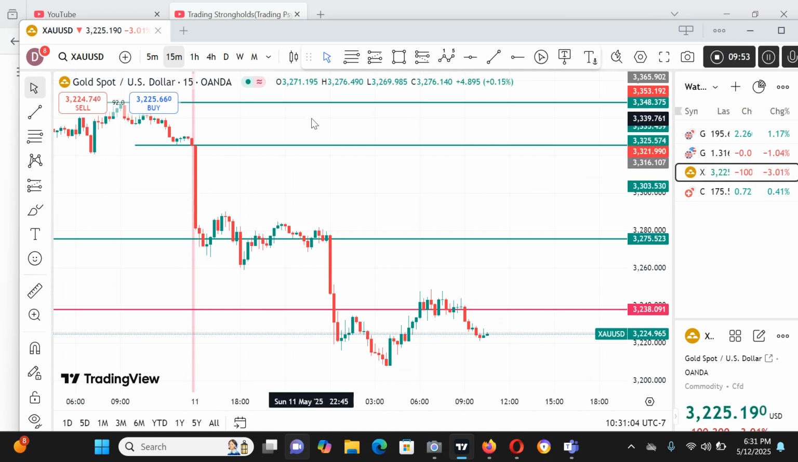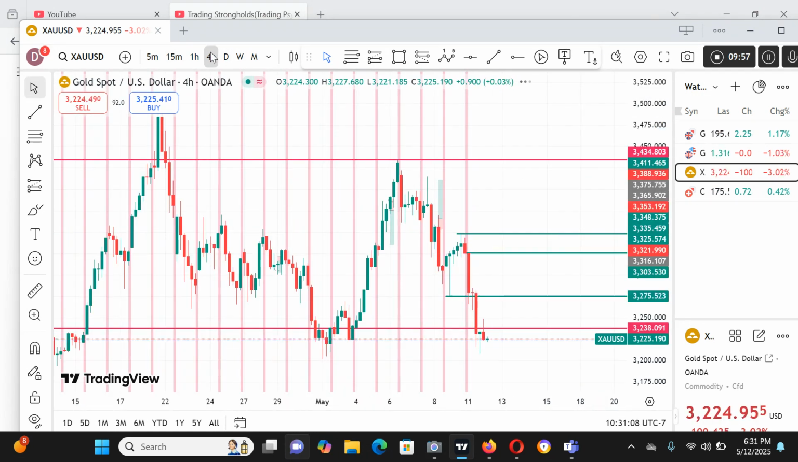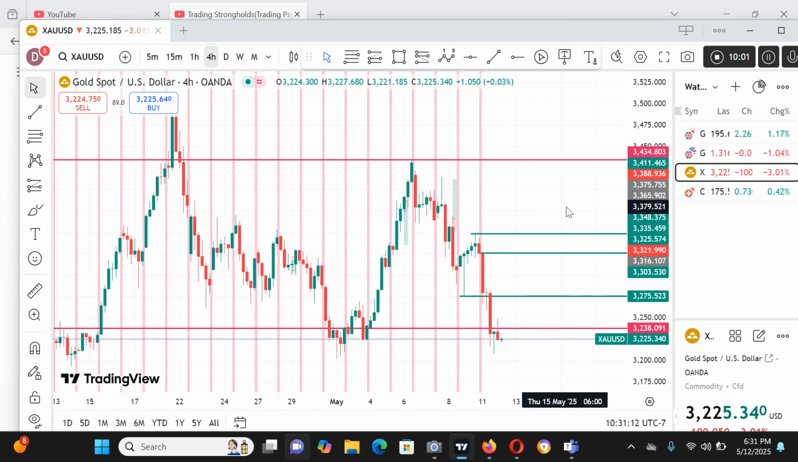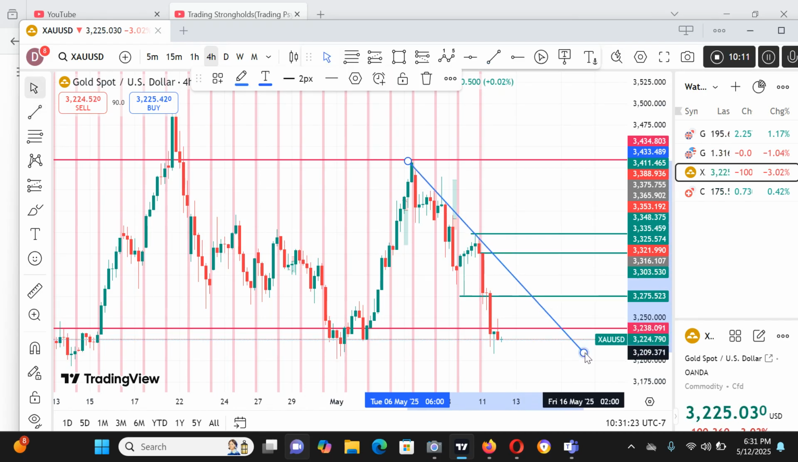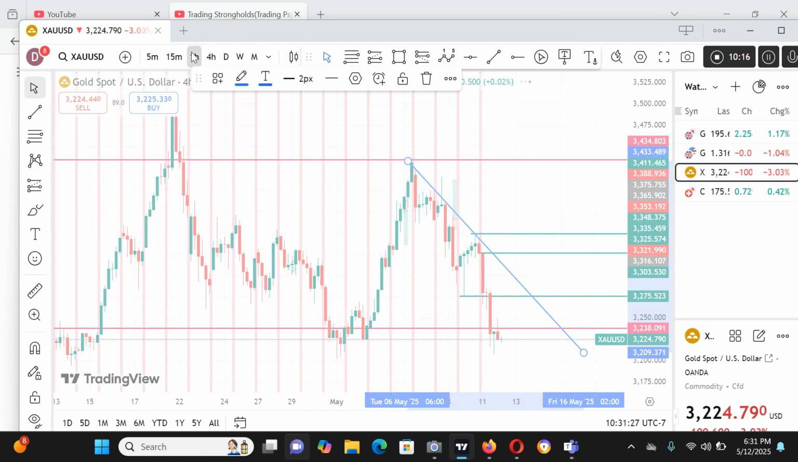The next currency pair is gold. So we start our analysis as day traders from the 4 hour time frame. From the 4 hour time frame, you can see that gold is on a downtrend. So let's draw our trend line. We pick our trend line tool and draw it. Then we go to the 1 hour time frame.